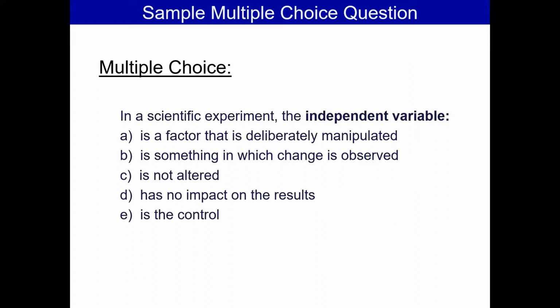It says, in a scientific experiment, the independent variable is, now you have to think, which one is the independent variable? It turns out that the independent variable is the one that the scientist decides. If you think about the experiment we just did with the beets last week, temperature was one of the independent variables. The dependent variable is dependent on that other one, meaning that it's something that we measure later. So the correct answer for this one is A, something that is deliberately manipulated.